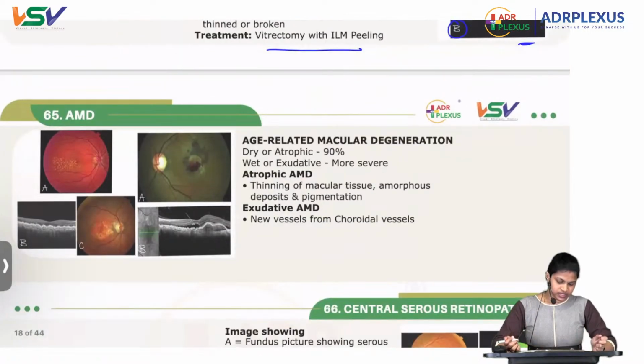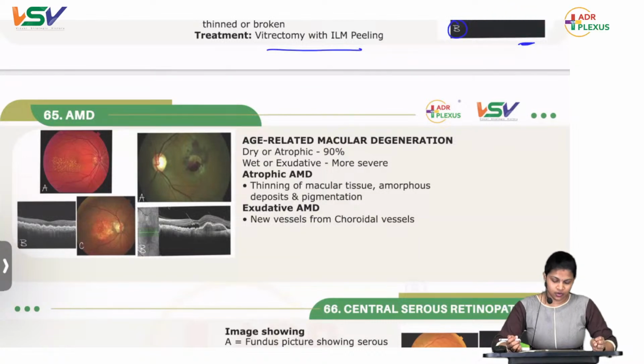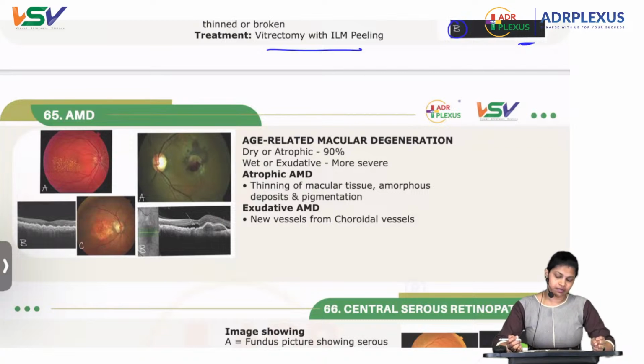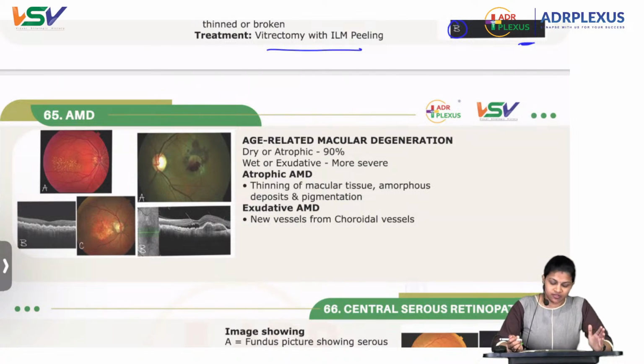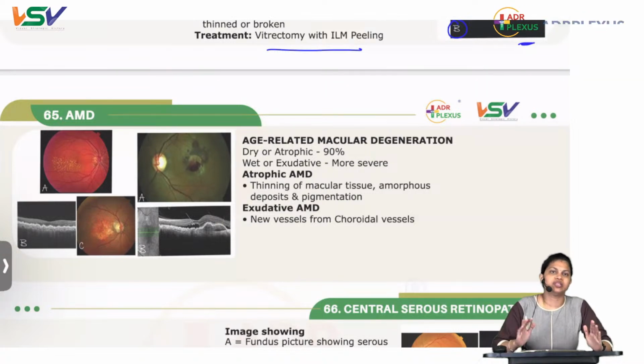Now next we go to 65. So VSA 65 again has fundus pictures. Okay, fundus picture. What do you see here? This is age-related macular degeneration. So it has two types, dry or atrophic, wet or exudative. Okay, so dry type is most common. It occurs in 90% of the population. But wet is more severe. More aggressive is the wet, more common is the dry.